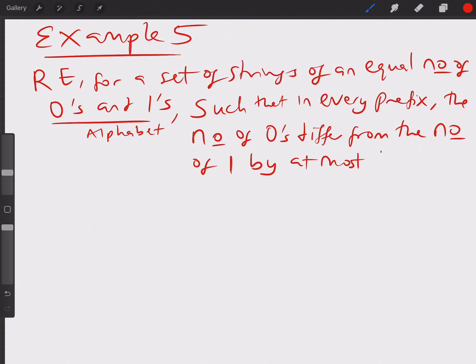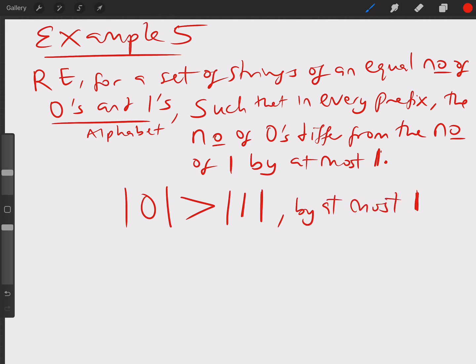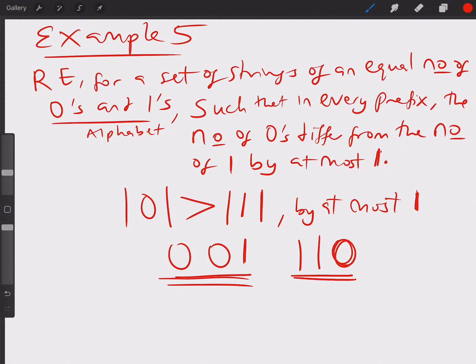1, meaning the number of zeros must not be greater than the number of 1s by more than 1. So if we have 0 0, we must have a requisite 1 to cause the prefix to work. Or if we have 1 1, we must have a 0 to break that flow so that it can work. Because the difference between zeros and 1s here is 1. The difference between 0 and 1 here is also 1.